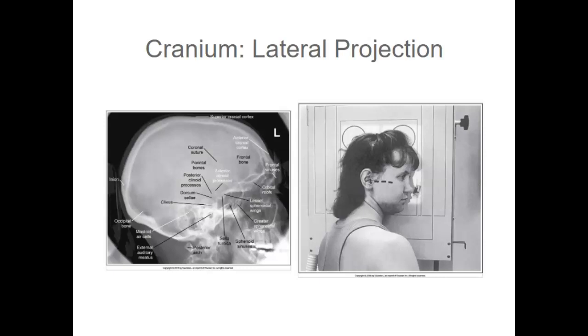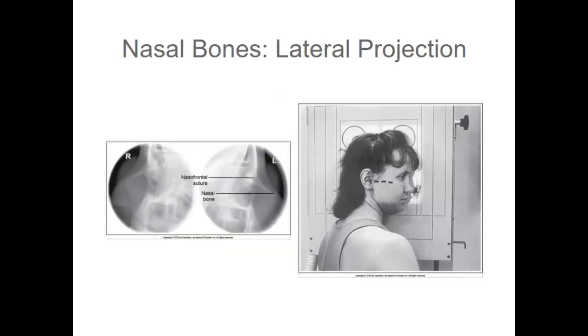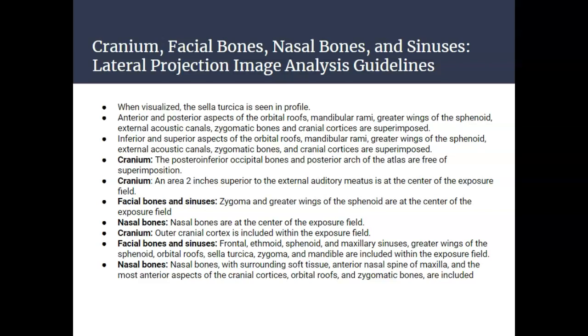For the cranium, your central ray is going to be perpendicular to a point 2 inches above the EAM. When taking imaging of the facial bones and sinuses, the central ray is going to be perpendicular midway between the outer canthus and the EAM. For nasal bones, the central ray is going to enter a 1/2 inch inferior to the nasion. I have included the image analysis guidelines for you to review at your leisure.